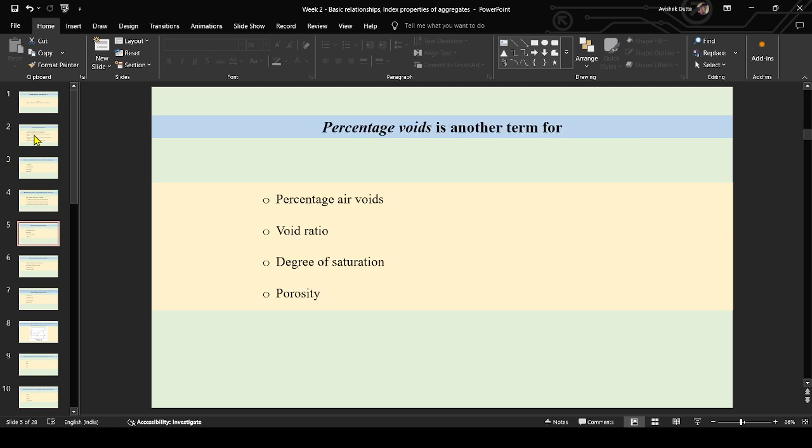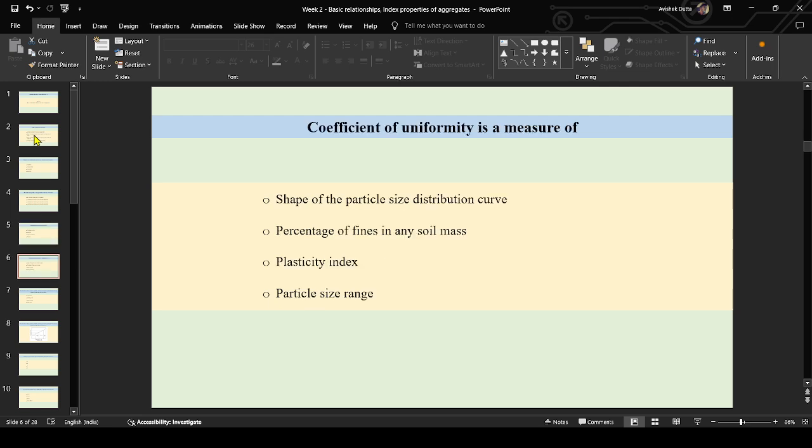In the fourth question, percentage voids is another term for which term over here? Percentage air voids, void ratio, degree of saturation, or porosity. Percentage voids is another term for which among these? And the fifth question was: coefficient of uniformity is a measure of what? Shape of the particle size distribution curve, percentage of fines in any soil mass, plasticity index, or particle size range.